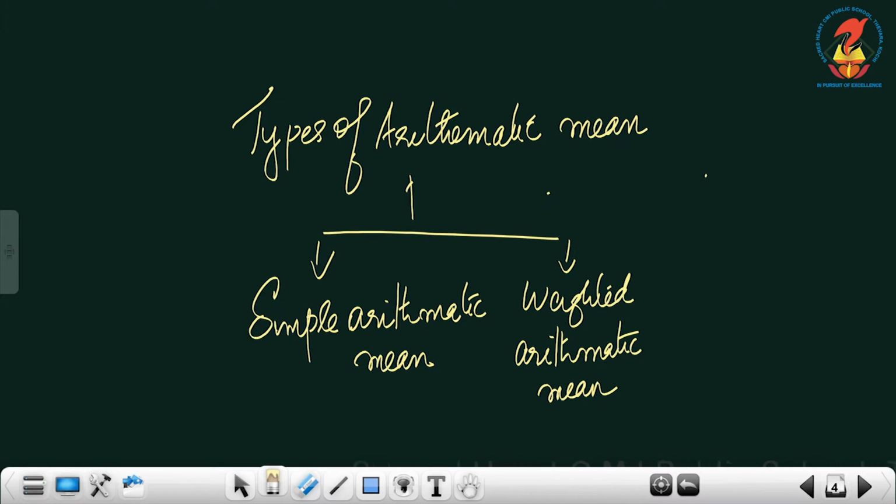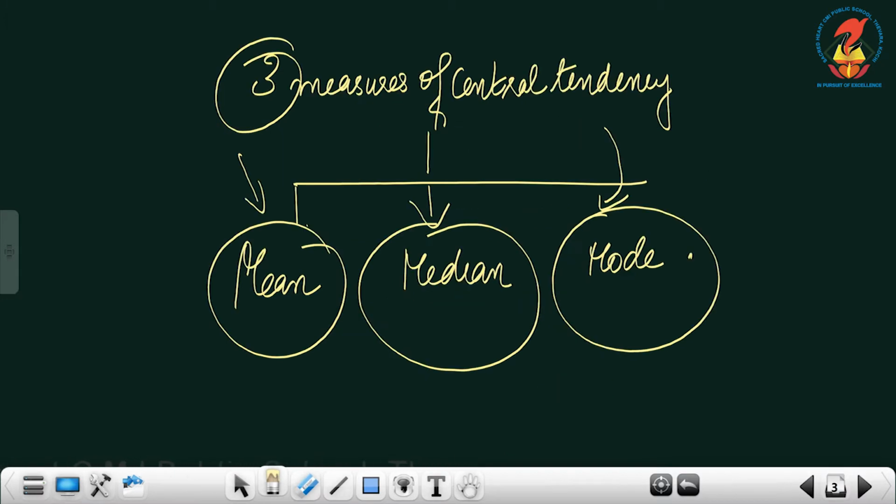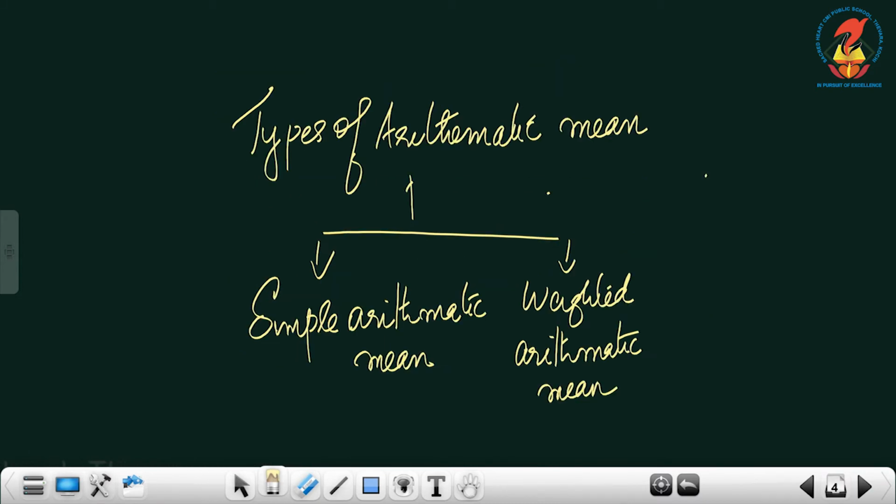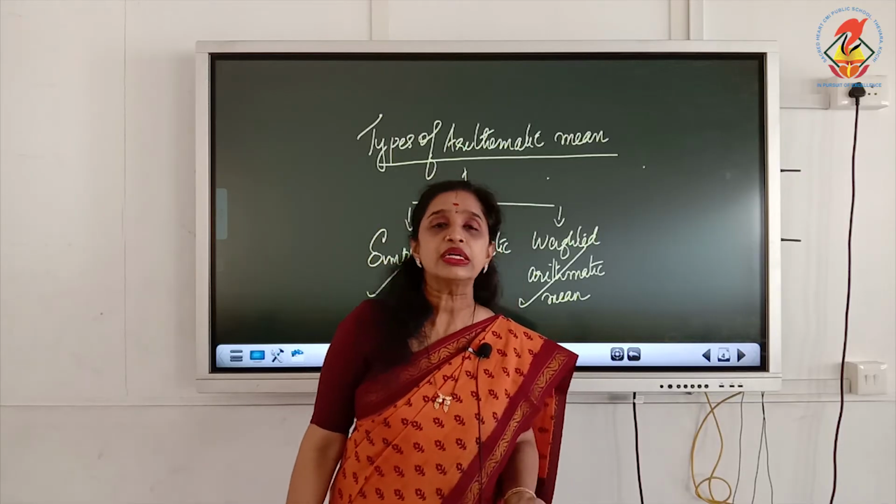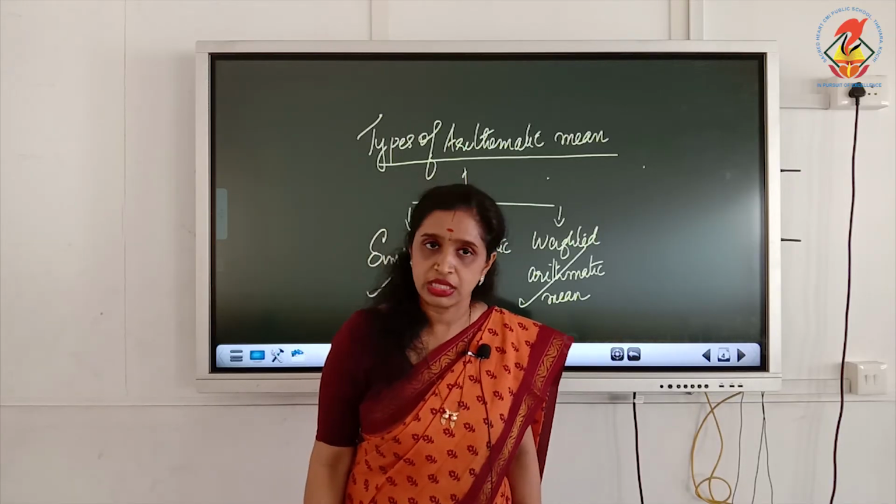Now, types of arithmetic mean. How many types of arithmetic mean do we have to learn? So, the first measure that we are going to learn in central tendency is arithmetic mean. We will concentrate first on arithmetic mean. So, we are moving on to the types of arithmetic mean. There are two types of arithmetic mean. One is simple arithmetic mean and the other one is weighted arithmetic mean. So, you need to learn only simple arithmetic mean this year.